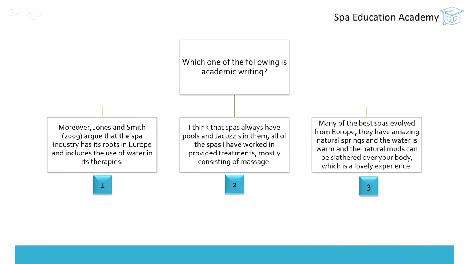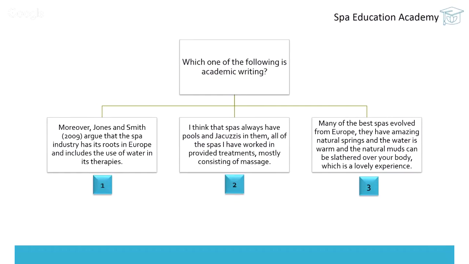Number three, many of the best spas evolved from Europe. Okay, so we need to back up this point, that there's no reference here to back this up. They have amazing natural springs. Well, that's very descriptive. Okay, we avoid being descriptive in academic writing. And the water is warm and the natural muds can be slathered all over your body, which is a lovely experience. Well, slathered isn't really a very academic or good terminology to use. And lovely is a little bit too expressive.